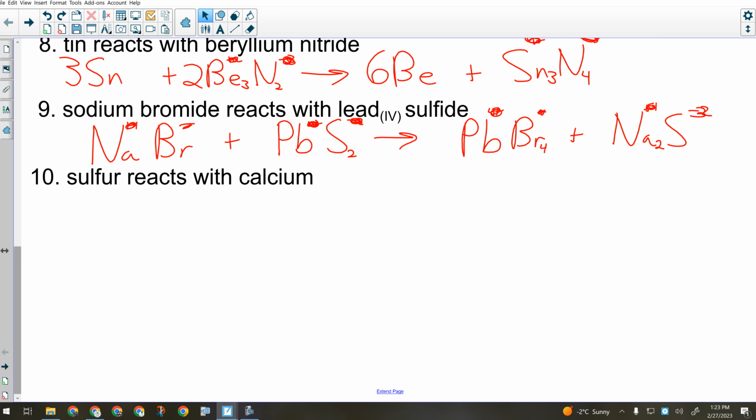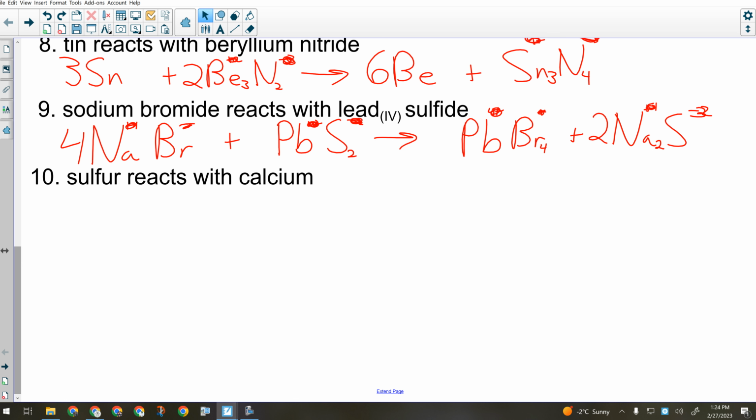Okay, 4 is the biggest number, so we might as well balance that one first. If I put a 4 here, that balances the bromine, gives me 4 sodium. So I need to put a 2 here to get my 4 sodium. That gives me 2 sulfur, and there's already 2 sulfur here. 1 lead, 1 lead. Looks like it's all fixed. Okay, questions on that one?